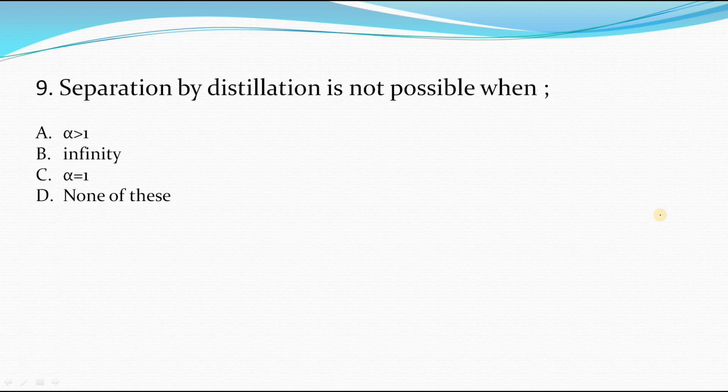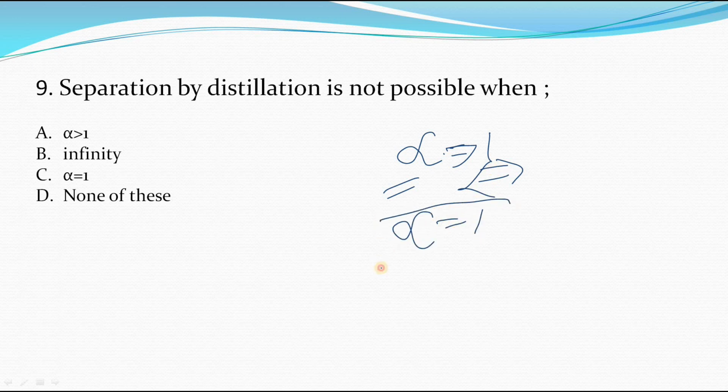Now the 9th question: separation by distillation is not possible when? In distillation we use relative volatility, denoted by alpha, and alpha should be greater than 1 for effective distillation. When alpha is equal to 1, the separation will not be possible or effective. That's why the answer C will be the right answer.